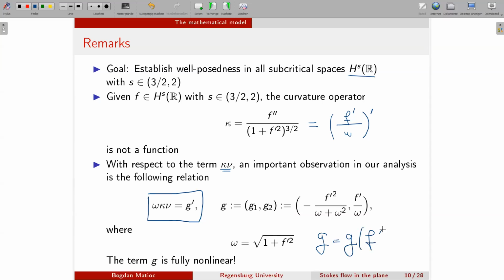And this is a function which will appear in our model. So we won't have the curvature term, we will have this function g, g1 and g2, which appear at the end when we have reformulated the problem. And because of this, we will treat the quasi-stationary Stokes flow as a fully nonlinear problem.